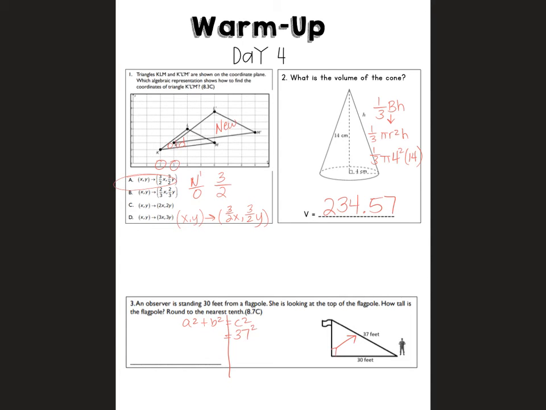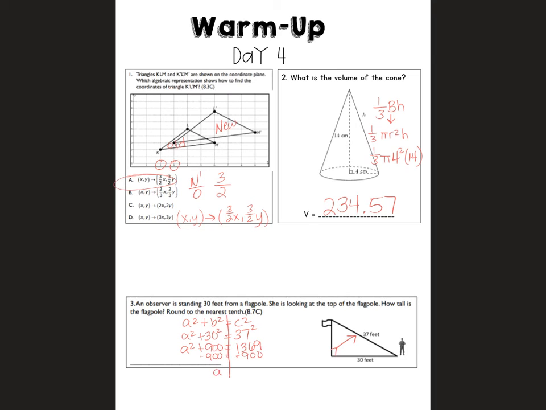I'm going to square that. And then one of the legs is missing, but the other leg is 30, and we're going to square that. So the next step is to make sure that you square all of your numbers. So let's start with 30 times 30, which is 900, so we have a squared plus 900 is equal to 1,369. Okay, the next thing I'm going to do is subtract 900 from both sides.